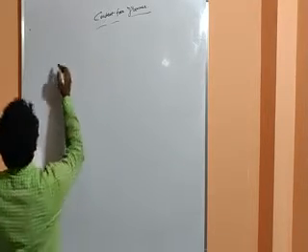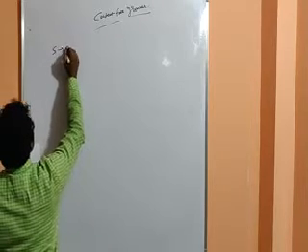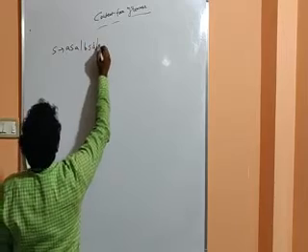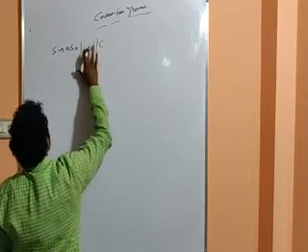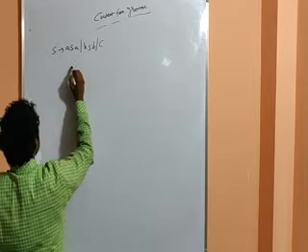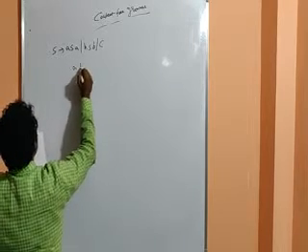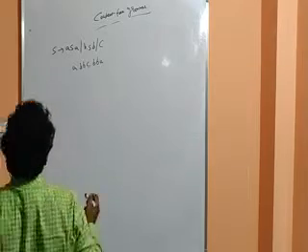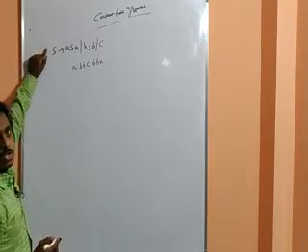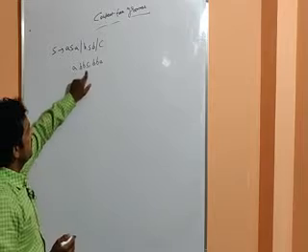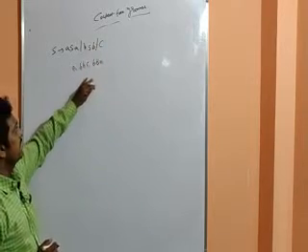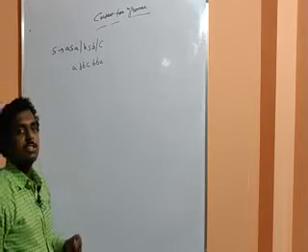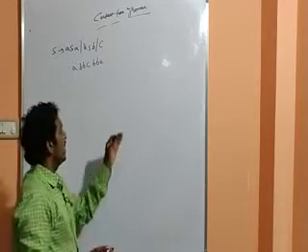So this is the example given: S tends to ASA, BSB, C. They said to derive the string ABBCBBA. So this is the input given by them. They said to derive the string ABBCBBA, find the leftmost derivation and rightmost derivation, and also generate the parse tree of the particular grammar.